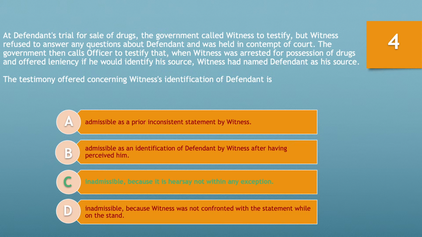B, admissible as an identification of defendant by witness after having perceived him. I don't even know what that means, to be honest with you. Admissible as an identification of defendant by witness after having perceived him. So it's an admission as an identification because you saw him. That makes no legal sense and has no real basis. So let's eliminate that right off the bat.